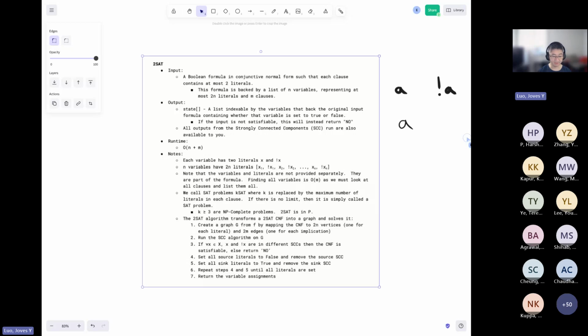The 2-SAT program takes that 2-SAT CNF into a graph and solves it. First you create a graph G from F by mapping the CNF to 2n vertices, one for each literal, and 2n edges for each implication.